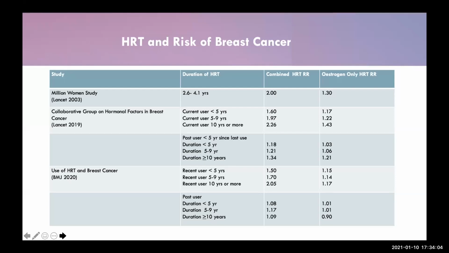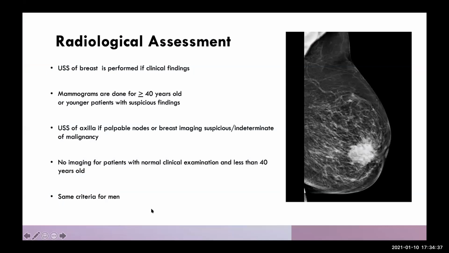But also we know that the risk from combined HRT is higher as compared to estrogen-only HRT. And also the risk goes down with the duration of time. So for instance, if a lady has stopped using HRT today, after a 5-year period, her risk will go down. Whereas a lady who's currently on HRT, her risk is much higher of developing breast cancer. And likewise, if you look at the duration of it, it's a cumulative effect, which increases the risk of developing breast cancer.